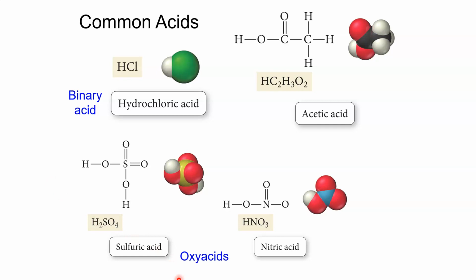We also have oxyacids. Sulfuric and nitric acid are two examples. They're called oxyacids because the acidic proton is directly attached to the oxygen atom. Finally, we have carboxylic acids. The carboxylic acid group is this carbon double bonded to an oxygen, which is then single bonded to an oxygen with the H. So this COOH is the classic carboxyl group.